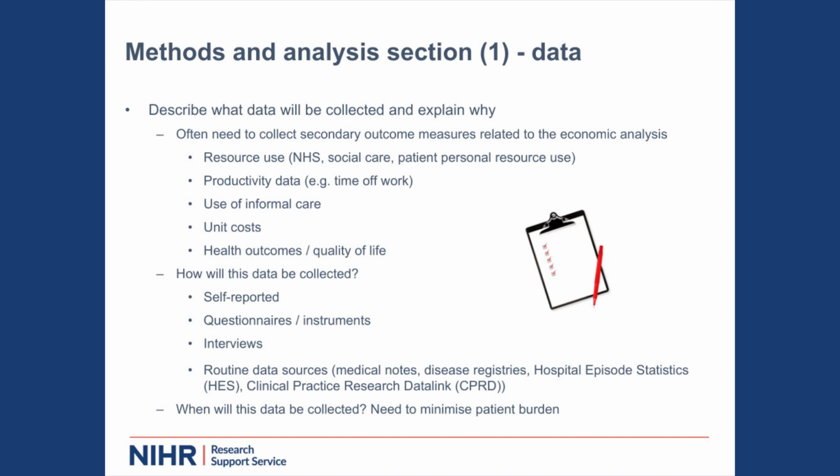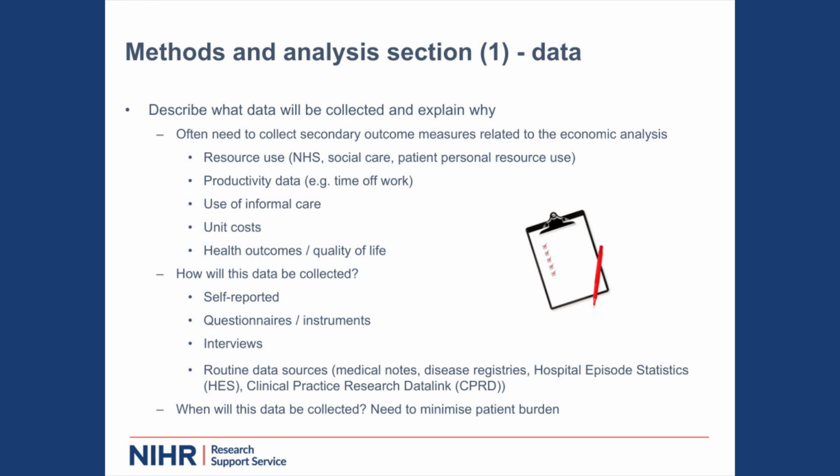And we also want information on health outcomes and quality of life. And we need to say how we're going to collect this. So is this going to be on bespoke data collection forms designed for the study, so self-reported by patients, for example, or collected by research nurses? Are we going to use developed questionnaires and instruments? There are lots of outcome measures that have been designed and validated. Is that what we're going to use?